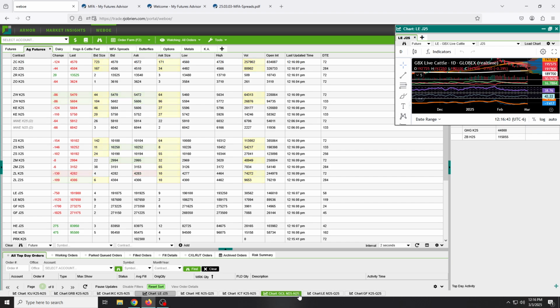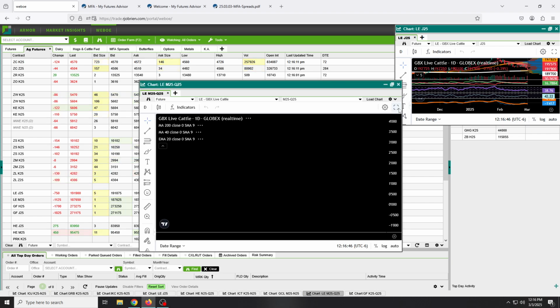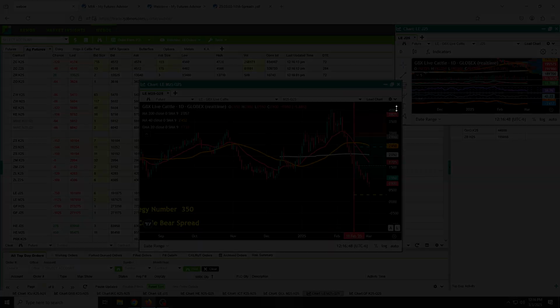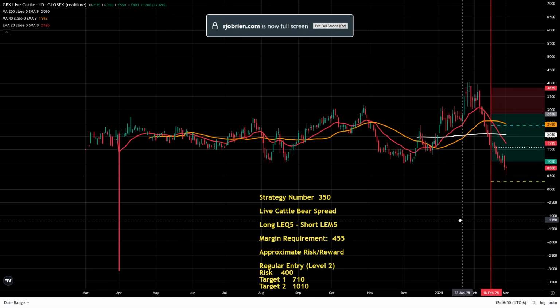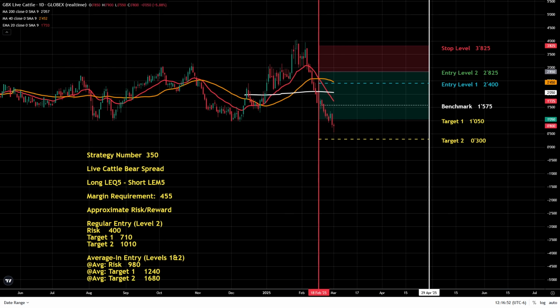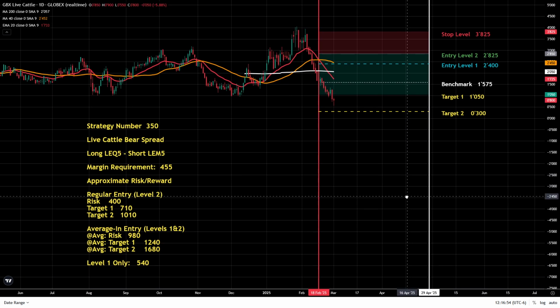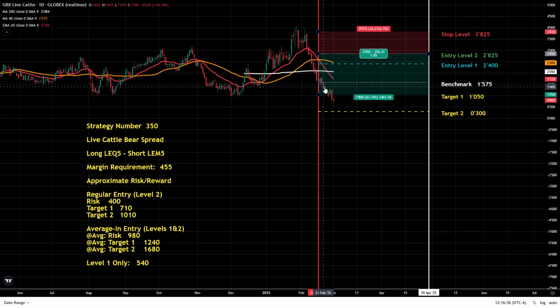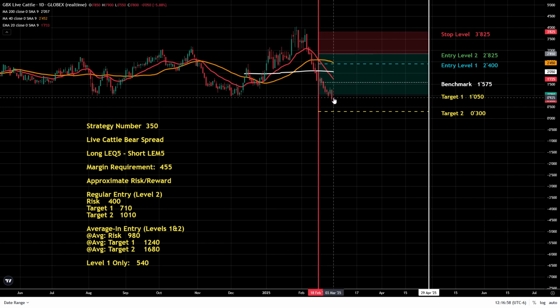All right, so now what have we got left? We got live cattle. This is the last of our remaining ongoing spreads. And you can see this is doing what it's supposed to do, which means go down. But unfortunately, without us on board yet.